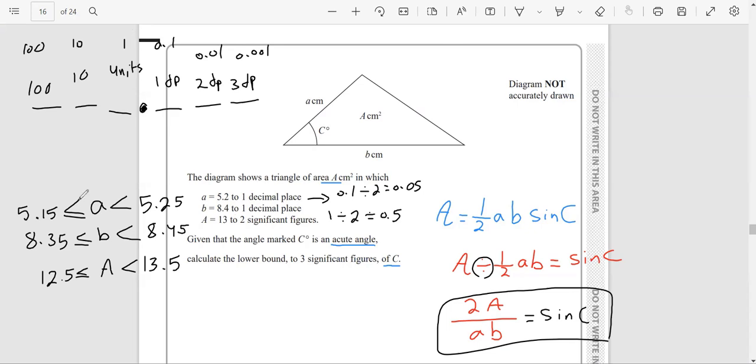So now you're ready to get sine C, but let's know what we will use exactly in this question. I'm having 5.15 to 5.25 and so on. You need to know the main operation which we're working on now. Sine C is equal to 2a over a by b. This is the main operation for getting sine C. It's division. To get the lower bound for a division, you need to make the numerator lower and the denominator upper.